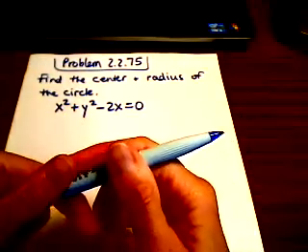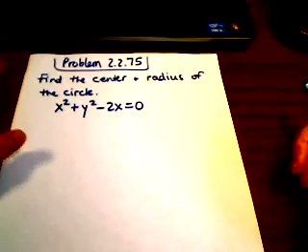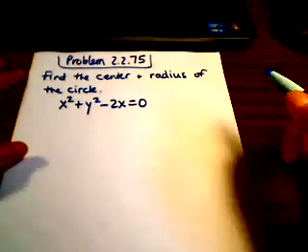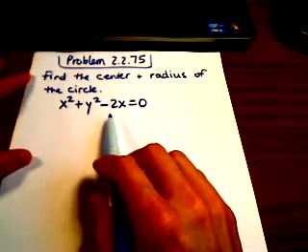Okay, so this is problem 2.2.75. They're asking us to find the center and radius of the circle, and they give us x squared plus y squared minus 2x equals 0. Okay, so the first thing that we want to do is we need to group the terms that go together.